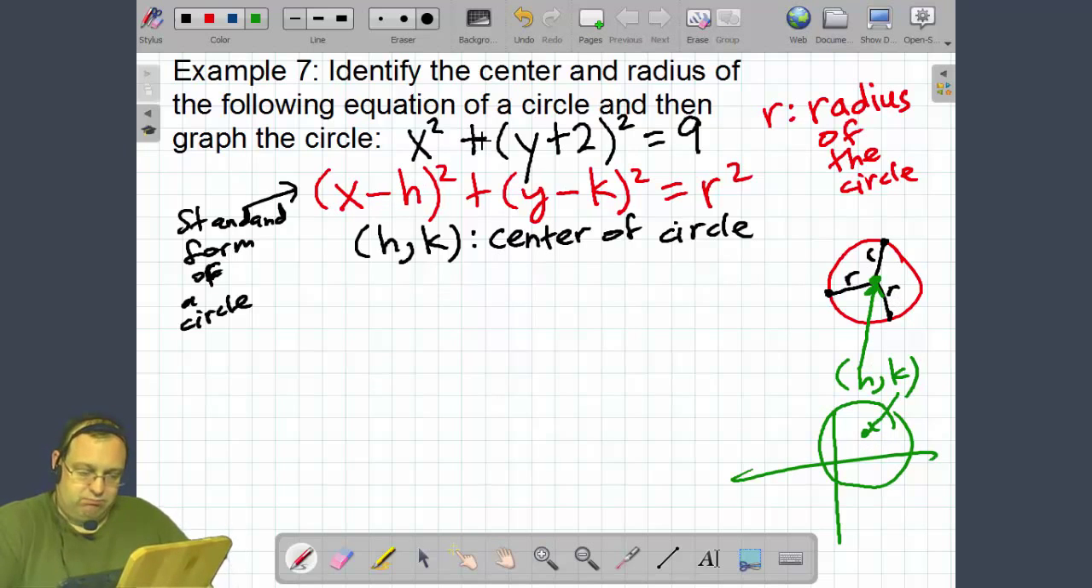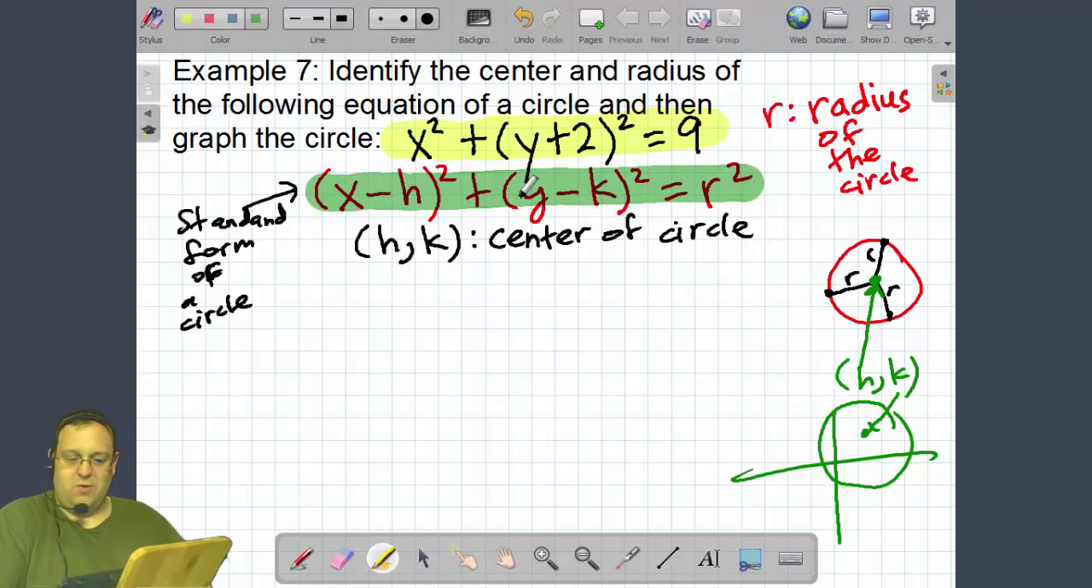To continue, let me go ahead and highlight this so you can see what I'm talking about. We need to put this equation of the circle in the standard form. If we could rewrite this in the standard form, then it'll help us figure out what our center of the circle is, and it'll also help us figure out what the radius is. So let's go ahead and do that. Pull up my black here.